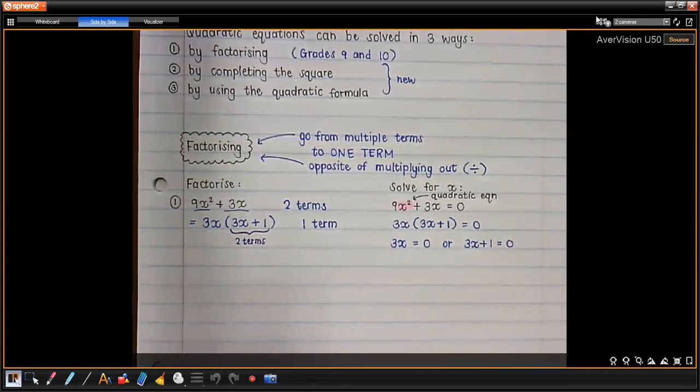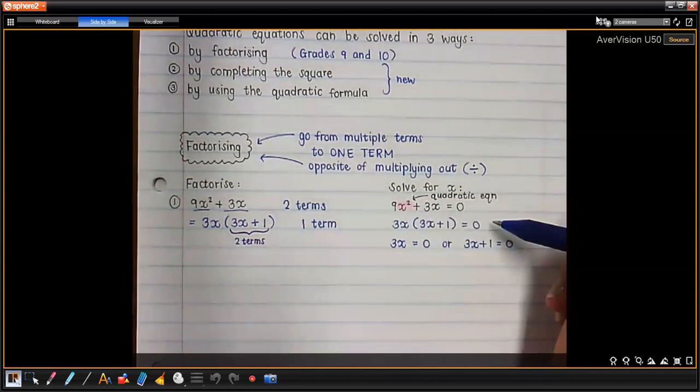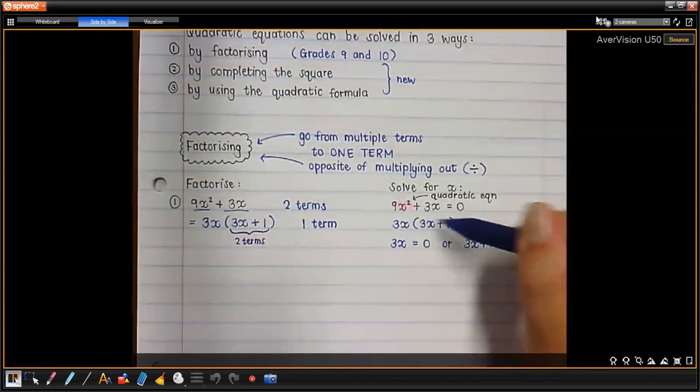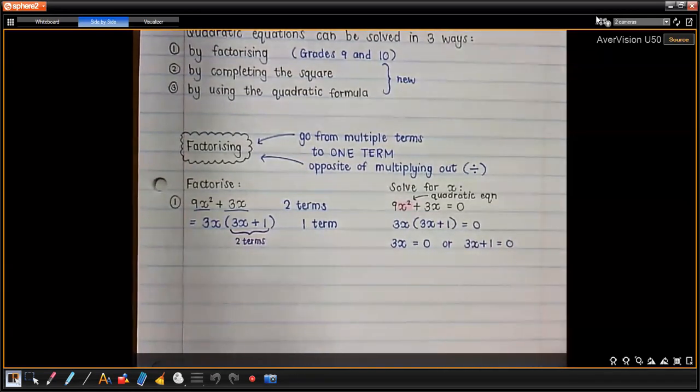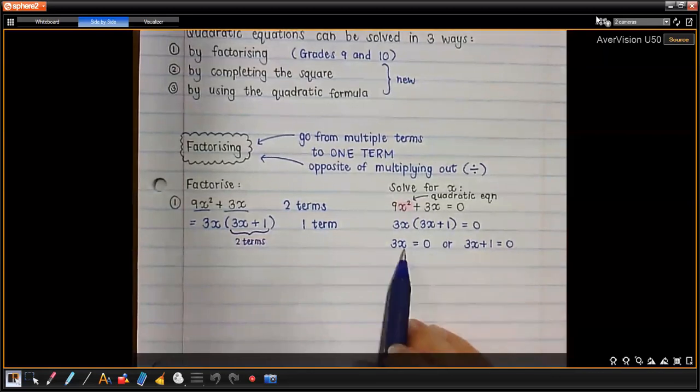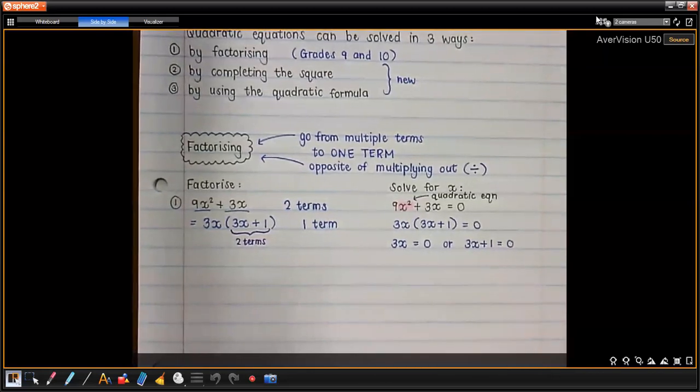Okay, again, because the only way to get 0 as an answer, like you have here, when you are multiplying two things together, is if one or the other is equal to 0. Okay, but guys, can I solve for x? Not yet, okay? I need to do some more work. 3x is equal to 0.